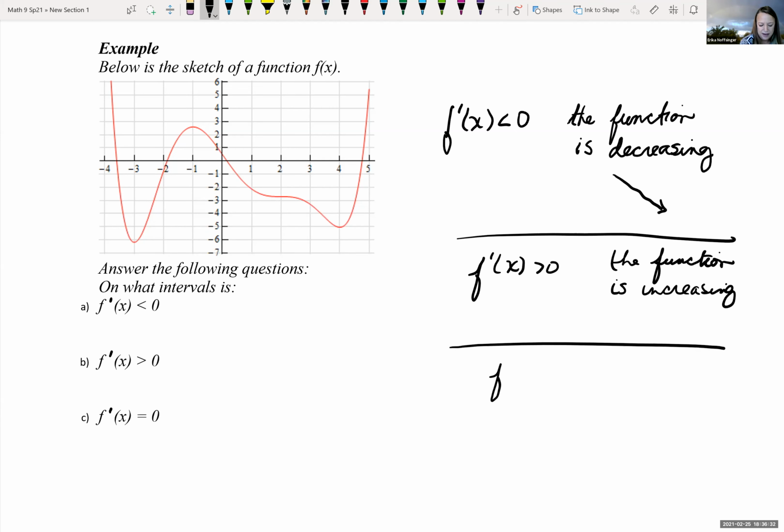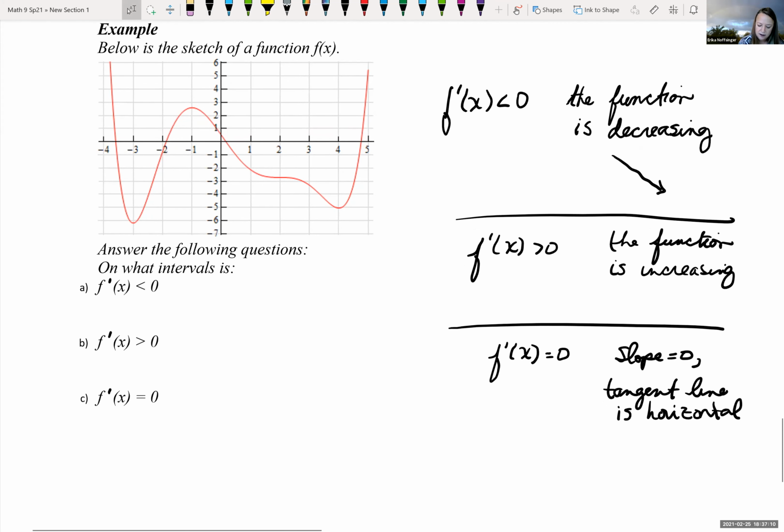And then we were talking about if our derivative was equal to 0, that was where we had a horizontal tangent line, or this is where we're going to have values where it's changing directions. So slope is equal to 0, and this can occur where the tangent line is horizontal. It doesn't always have to occur when you have a max or a min, but it will occur at maxes and mins on the graph.